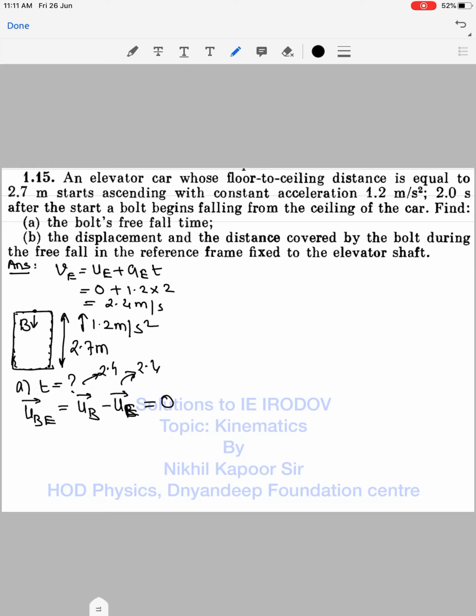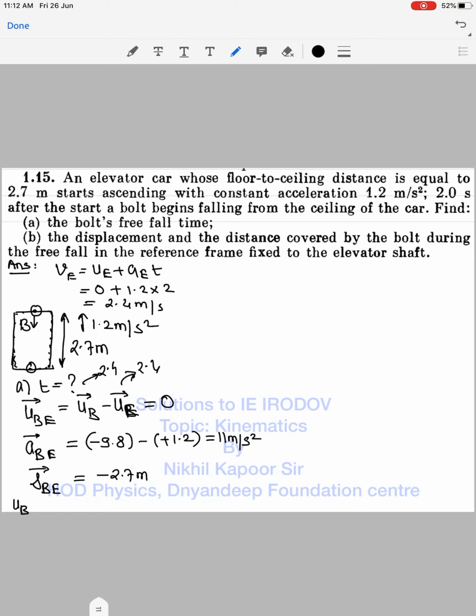Now if you see the acceleration of bolt with respect to elevator, the bolt is falling down with an acceleration of 9.8, and the lift is going up with an acceleration of 1.2, so this comes out to be 11. So assuming lift to be at rest, the bolt will take how much time to fall? The displacement of bolt with respect to elevator is 2.7 meter in downward direction.